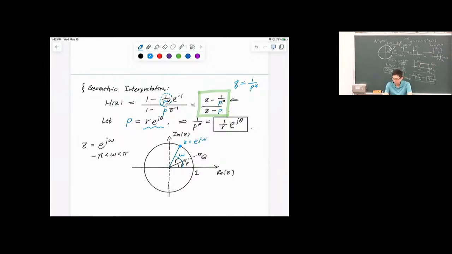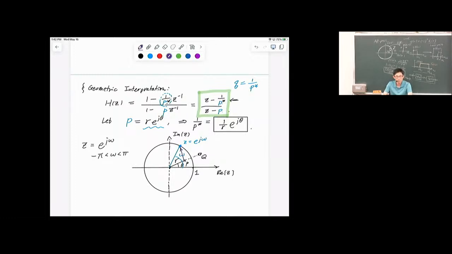Now when you look at z minus p, that's a vector pointing from P to z. Can you all agree on that? z minus P is one vector that points from P to z. So that's a vector right there. That's z minus P. Keep that in mind.